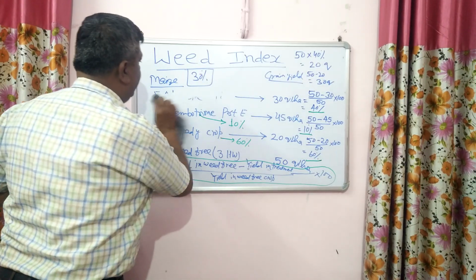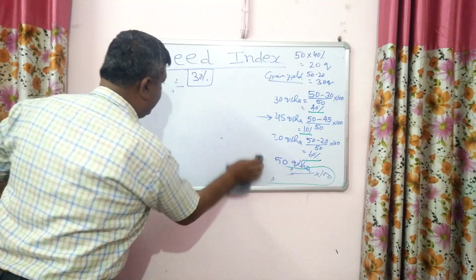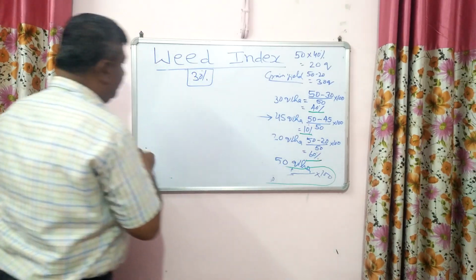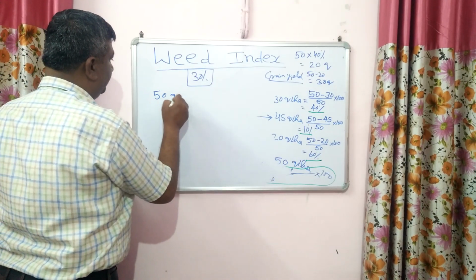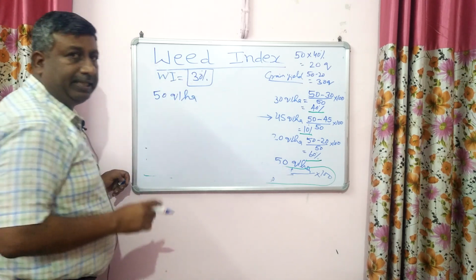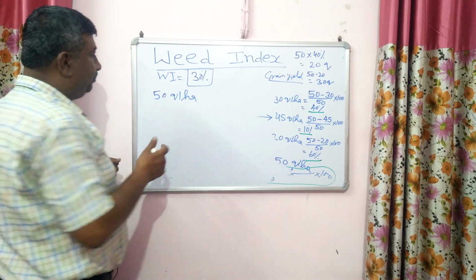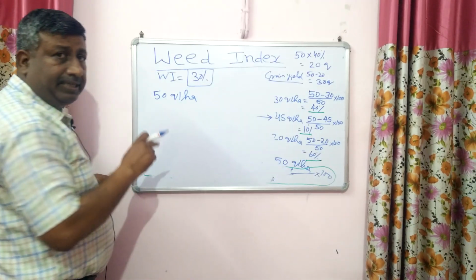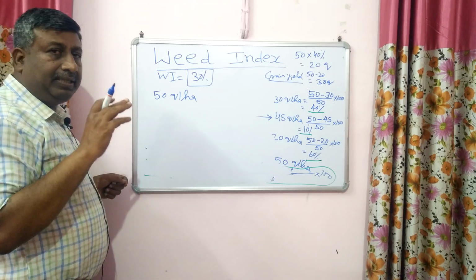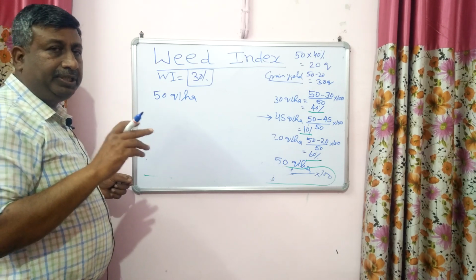It is very interesting. If weed free crop yield is 50 quintal per hectare and weed index value is 30% in a particular treatment, then what is the yield in the treated plot? So this 30% yield reduction is in the treatment. A 30% weed index tells that there is 30% yield reduction in that particular treatment.